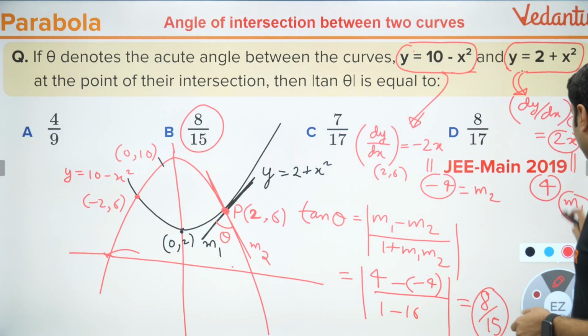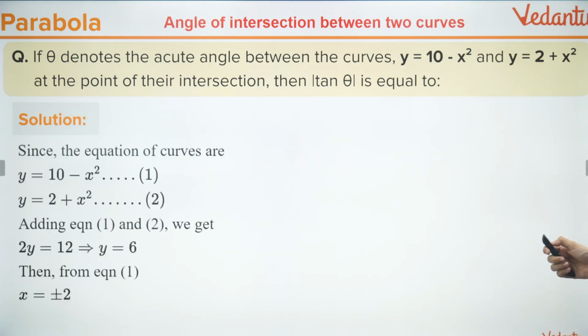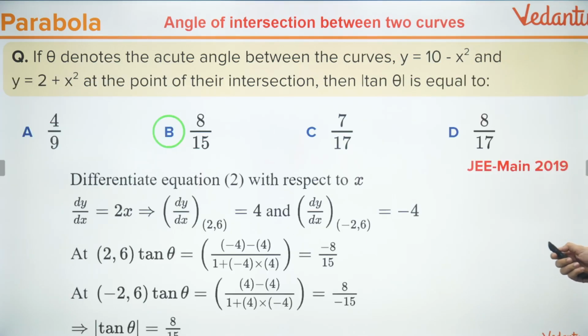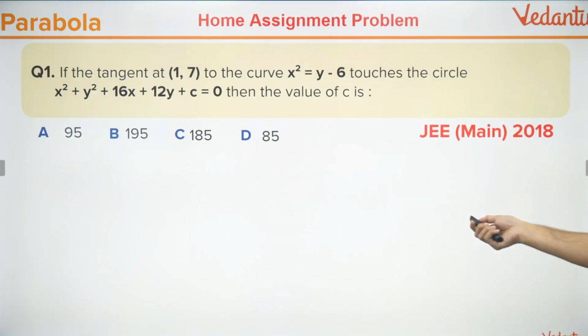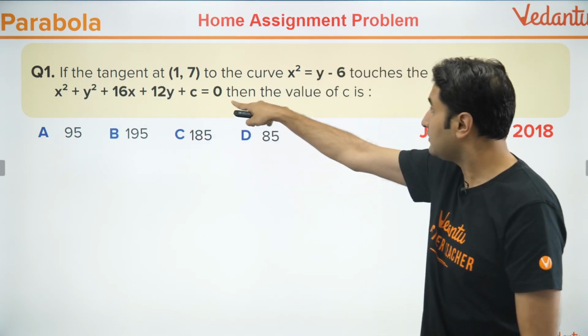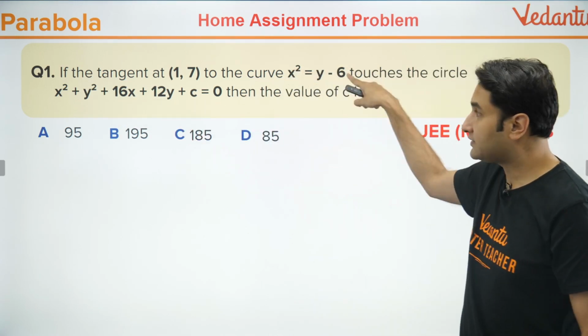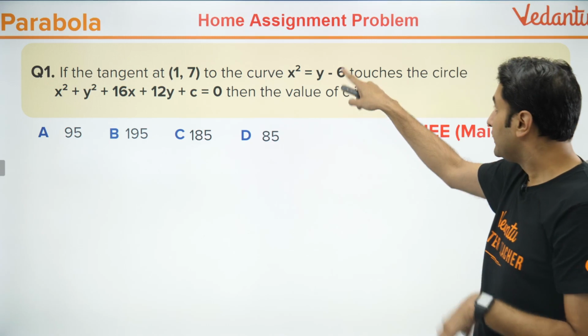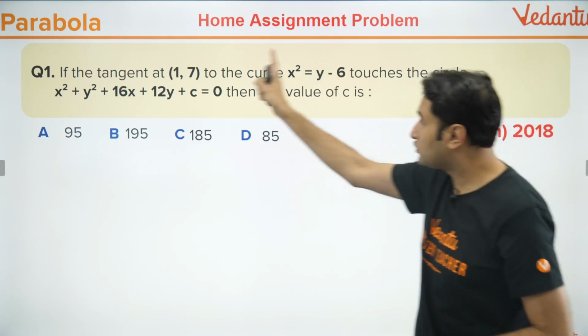ओके चलो. Now I am giving you 2 home assignment problems. ये सेम थिंग है ना. Home assignment problems I want you to do yourself. वेरी सिंपल. A circle is given and a parabola is given. Tangent to this is also tangent to this.